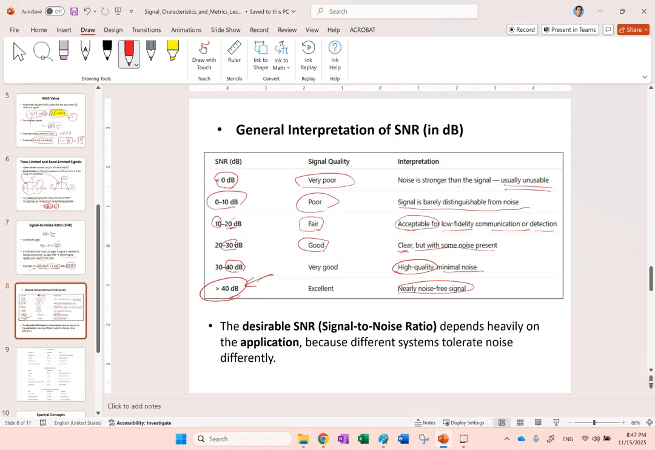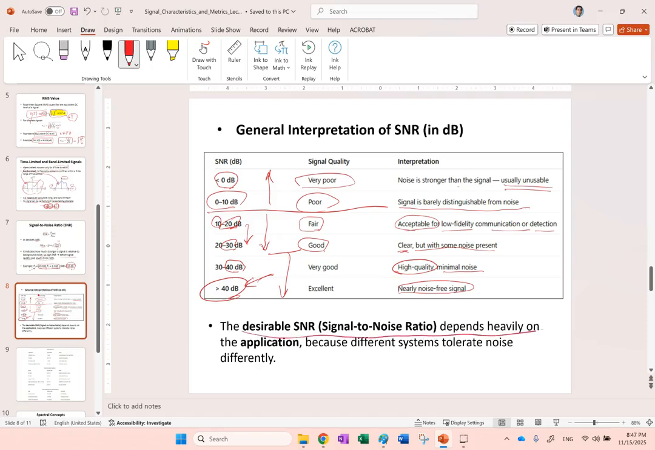Which signal is relatively acceptable? At least 20 and above. This range here is not really good. The range above it is good. And once you pass 30 decibel, it is great. After 40 is perfect.